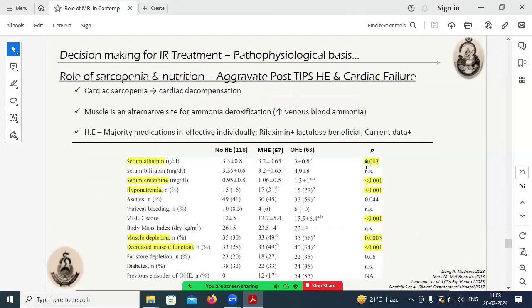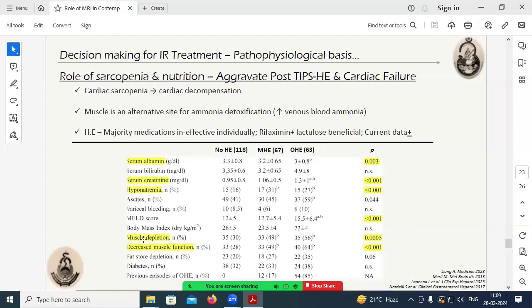But now there is increasing evidence that the overall nutritional status of the patient, the overall muscle bulk of the patient, plays a very important role in the outcome after performing an IR procedure or a surgical procedure for portal hypertension. The probable hypothesis is that muscle is an alternative site for ammonia detoxification. So if somebody has a compromised liver and compromised muscle, there will be no other place where the ammonia can be detoxified from the blood, and the patient will end up having refractory encephalopathy.